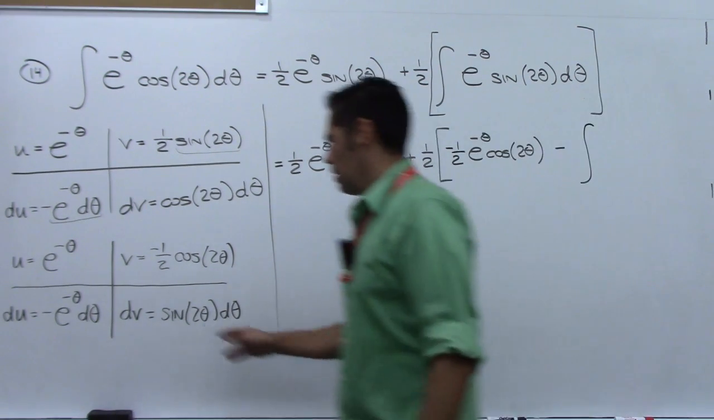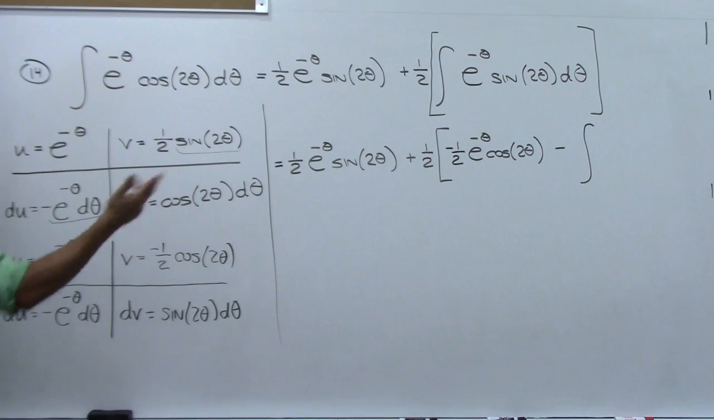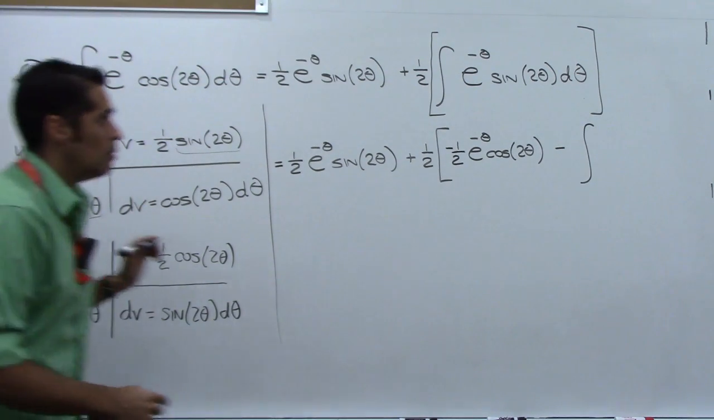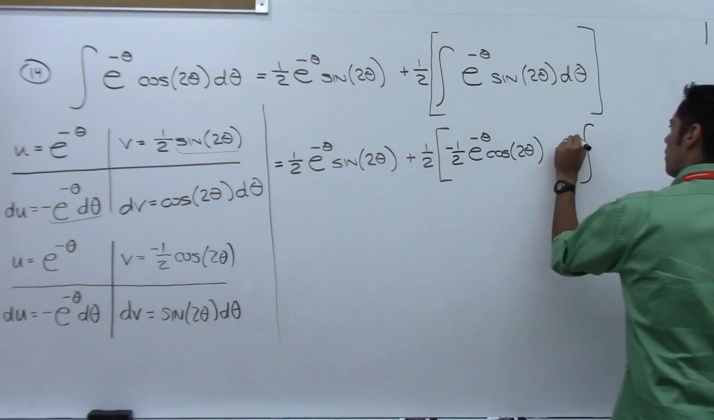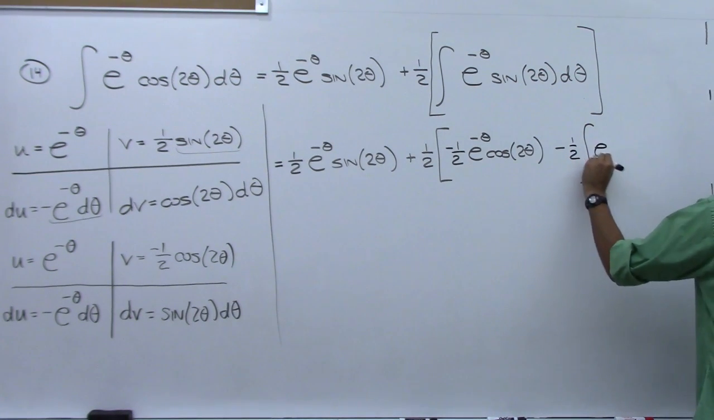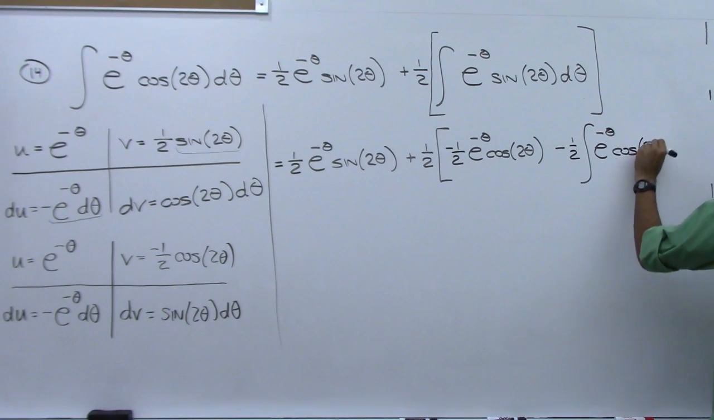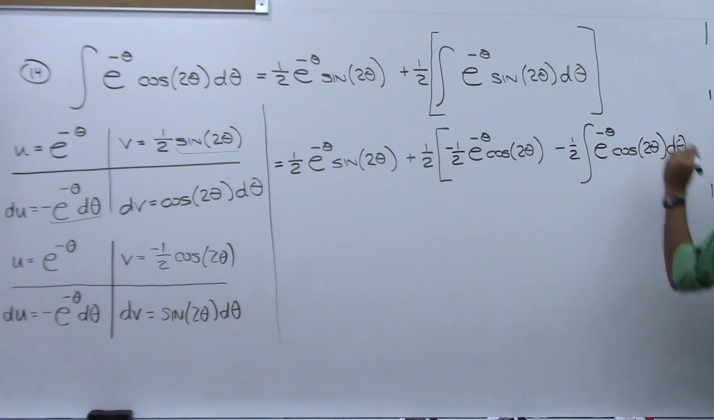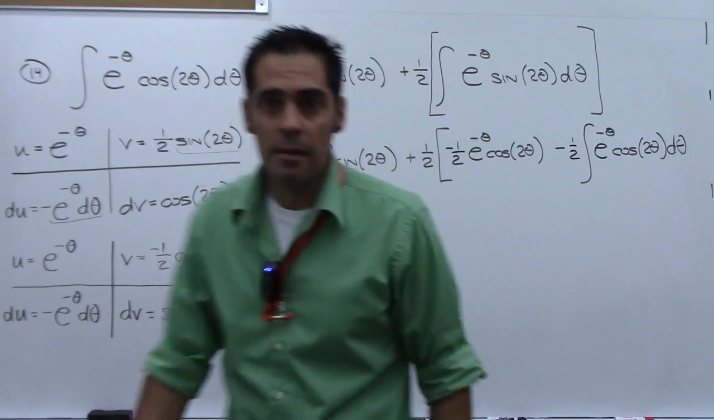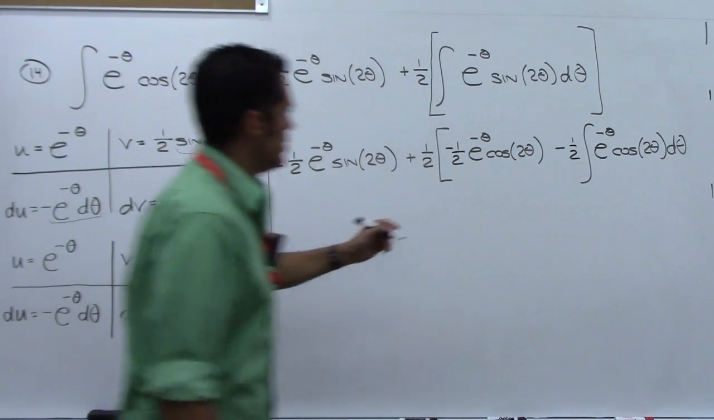But remember, when I do my minus here, look what happens here. Negative and negative is positive, but I'm subtracting it, and then I have the 1/2. So I'm going to bring that 1/2 out. And then I have e to the negative theta cosine 2 theta d theta. And I know I'm close to going off the board there. I think I fit that in. Okay. Oh, close my brackets.